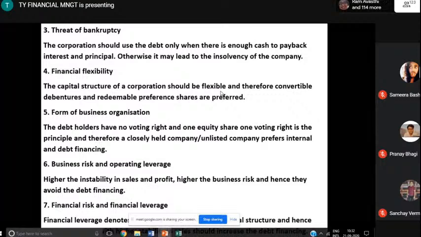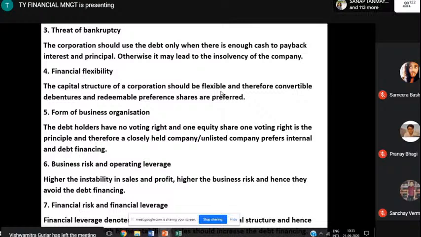It is the same as the previous one. See the previous point, what did it say about business risk? Higher the instability in sales and profit, higher the business risk, and hence they should avoid debt financing. Same is the case here. Financial leverage denotes the percentage of debt or borrowings in the capital structure, and hence a company with higher financial risk should avoid debt financing.